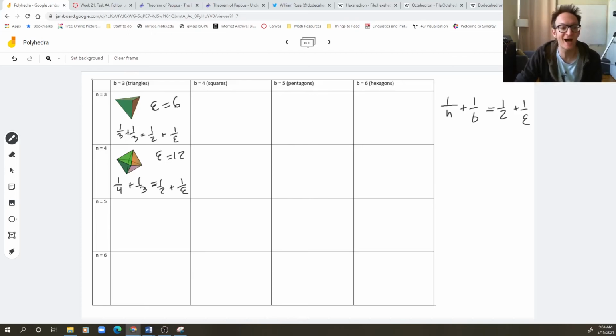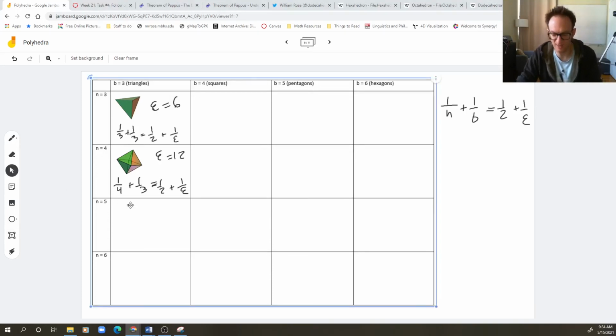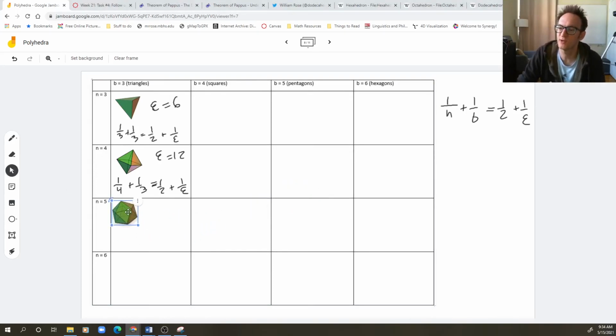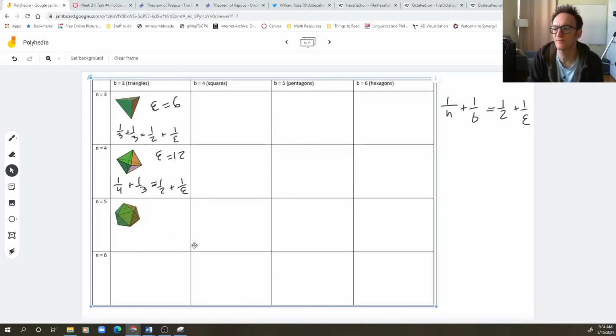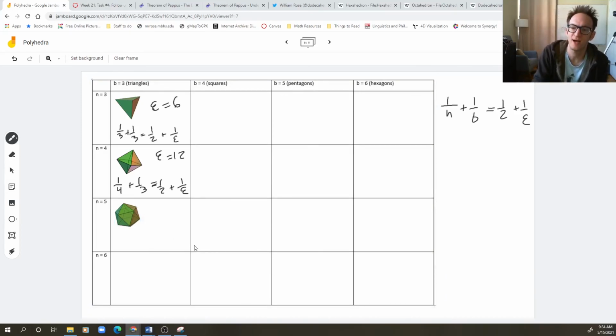Oh, okay, what now? Could you have 5 triangles meeting at a vertex? You really can. And what do you get? Look at how professional this is. Miss Rose, why hadn't you prepared this beautiful stuff prior to class on Friday? Don't know.